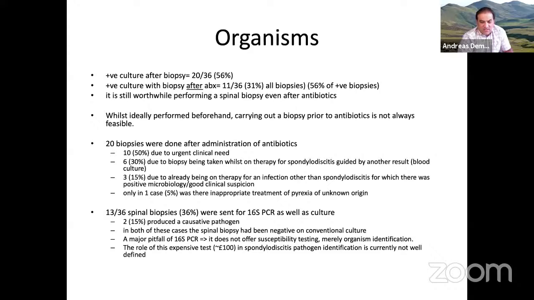Now, the 16S PCR, 2 of them produced a causative pathogen. In both cases, the spinal biopsy had been negative, so it was useful. However, it does not offer susceptibility testing. It tells you the organism, but it doesn't tell you its sensitivities. And it's more expensive to do.